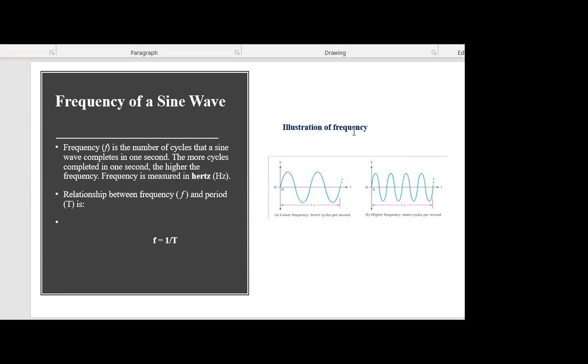And we look at the frequency. The frequency is the number of cycles that a sine wave completes in 1 second. So the more cycles in a second, the higher the frequency. The fewer cycles, the lower the frequency. Frequency is 1/T, 1 over the period.